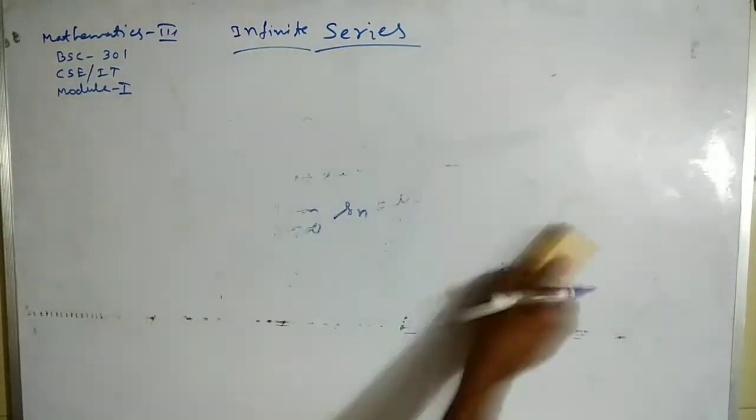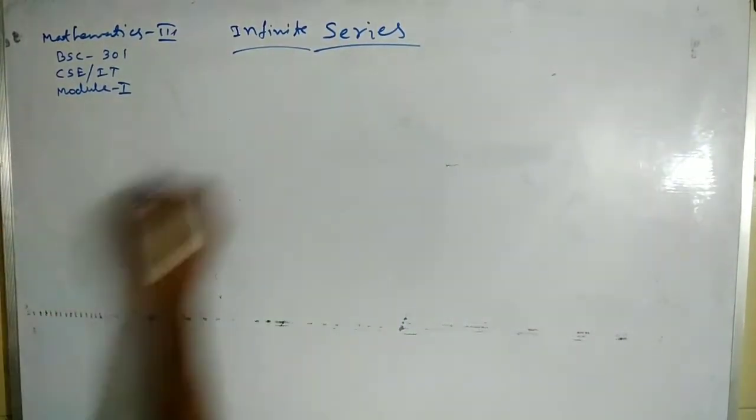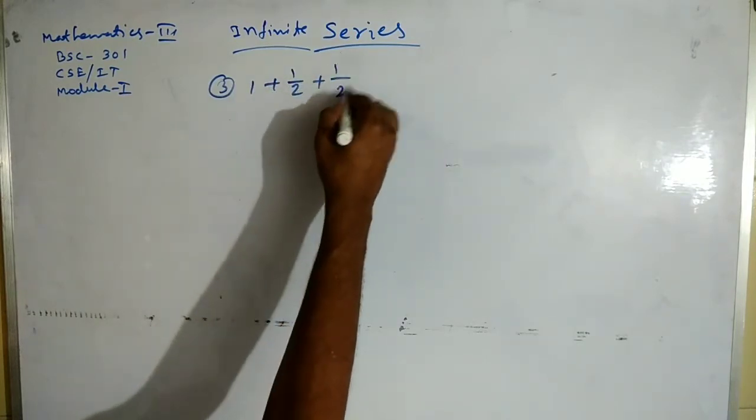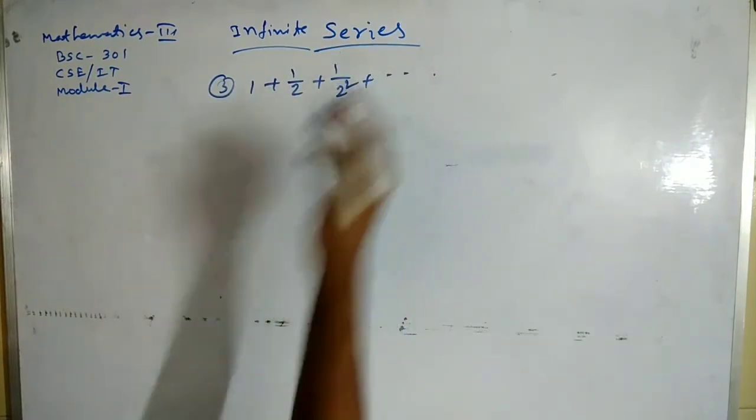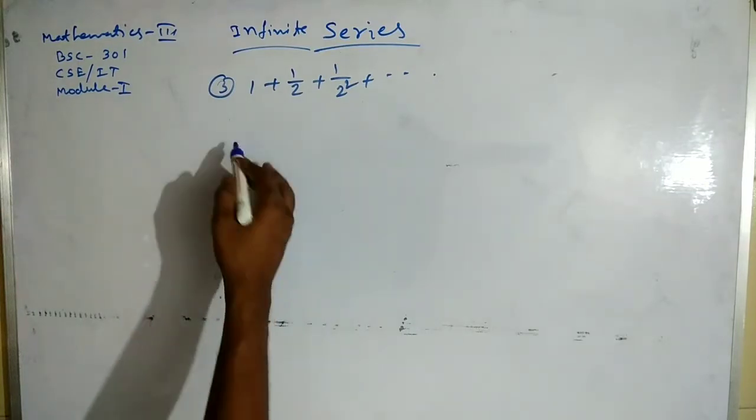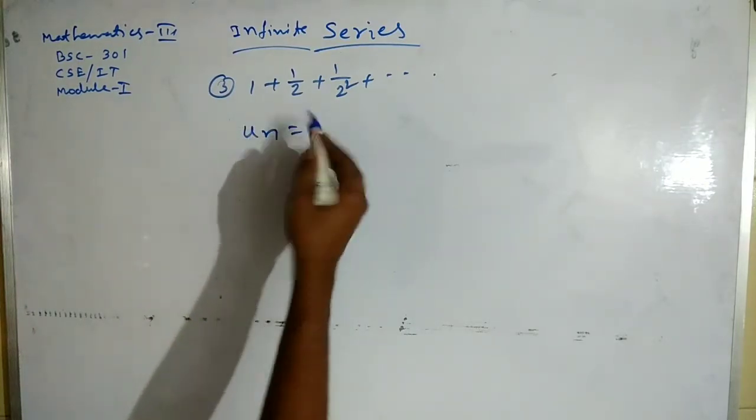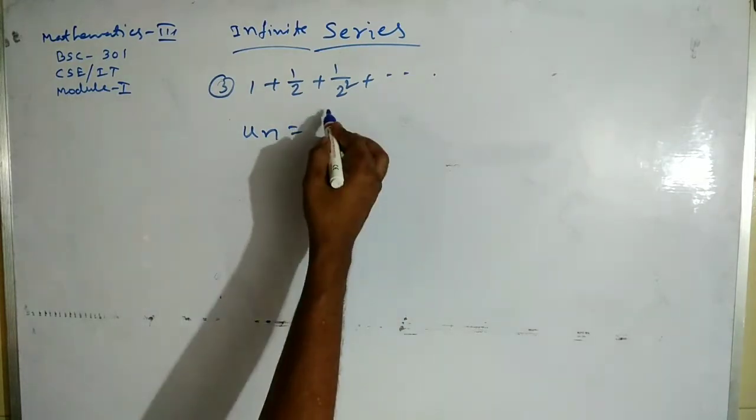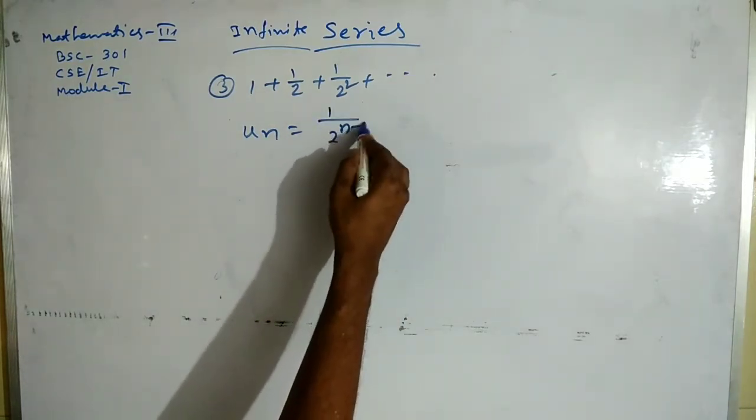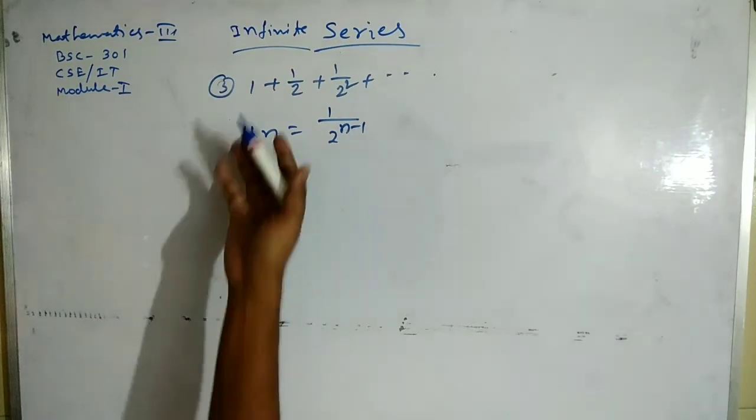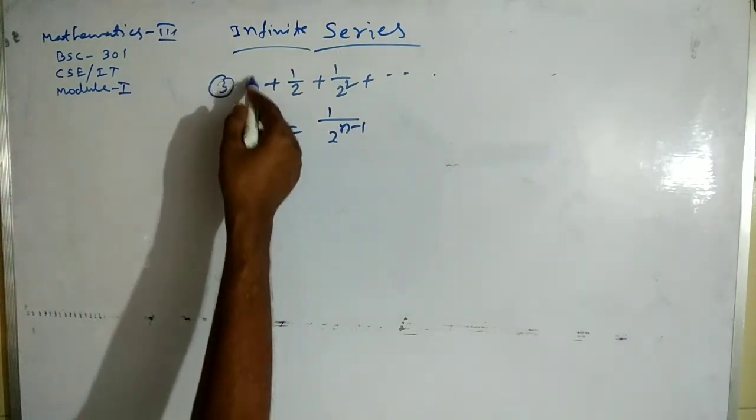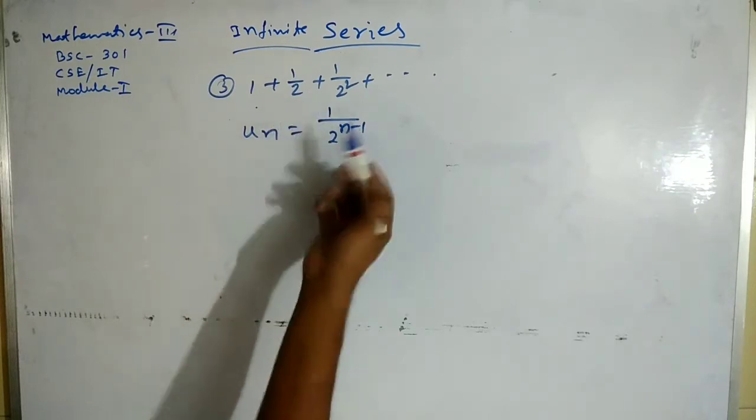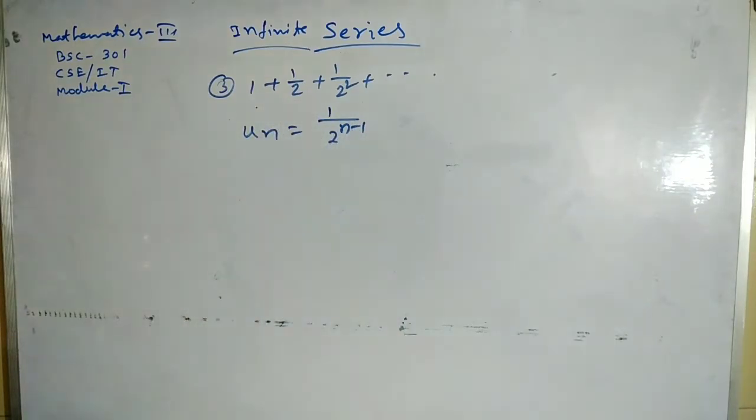number 3 is 1 plus half square plus dot dot dot. So this is an infinite series. So un will be the nth term of the sequence un, that is 1 by 2 to the power n minus 1, because u1 is this, that is 1 by 2 to the power 0, u2 is 1 by 2 to the power 1, so un will be 1 by 2 to the power n minus 1.